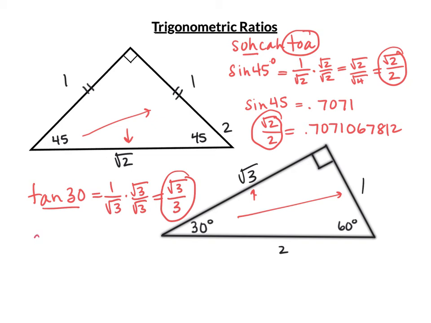If I asked you for the sine of 30 degrees, you get a real nice answer. Sine is opposite over hypotenuse. It's 1/2. And as long as your calculator is in degrees, when you punch in the sine of 30, you will see that it is 0.5 on the calculator. Same exact value.